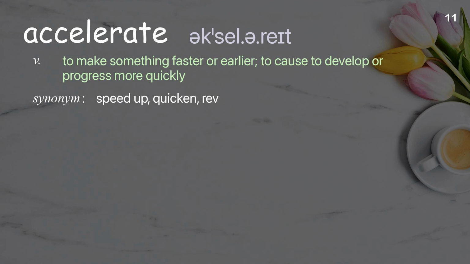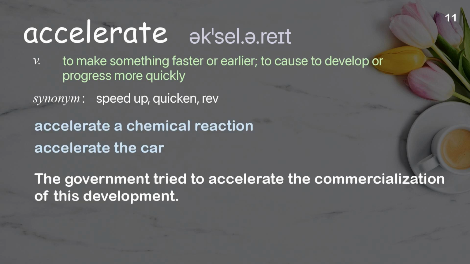Accelerate. To make something faster or earlier, to cause to develop or progress more quickly. Examples: Accelerate a chemical reaction. Accelerate the car. The government tried to accelerate the commercialization of this development.